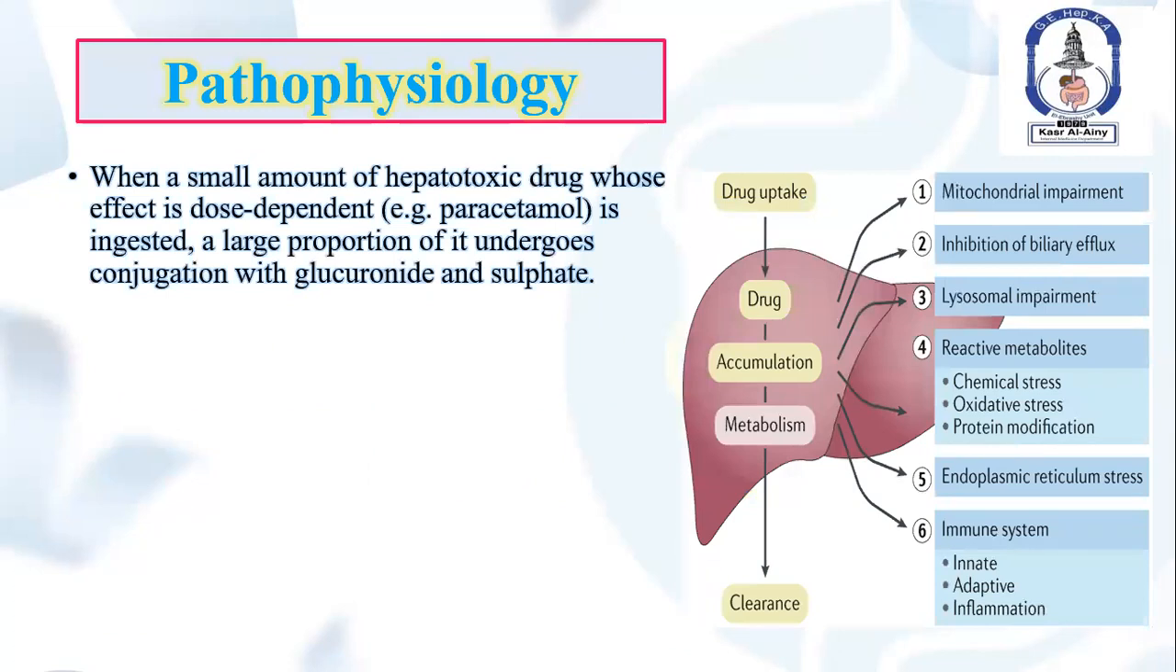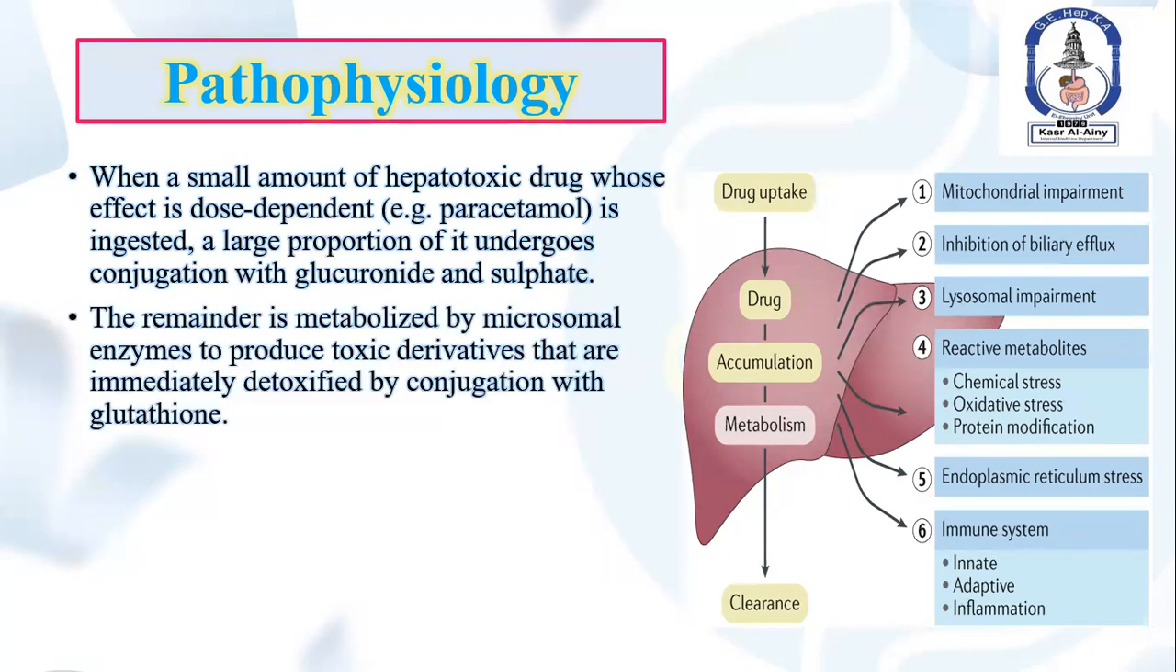So, take a hepatotoxic drug whose effect is dose dependent, for example paracetamol. We know that the maximum dose is 4 grams. Any patient who uses more than 4 grams of paracetamol per day is going to develop liver toxicity. A large proportion of it will undergo conjugation with glucuronide and sulfate. The remainder is metabolized by microsomal enzymes to produce toxic derivatives that are immediately detoxified by conjugation with glutathione.